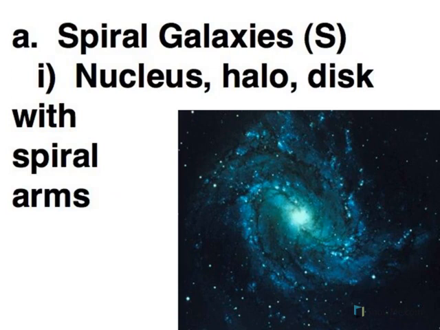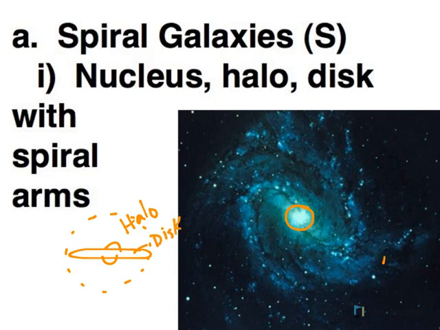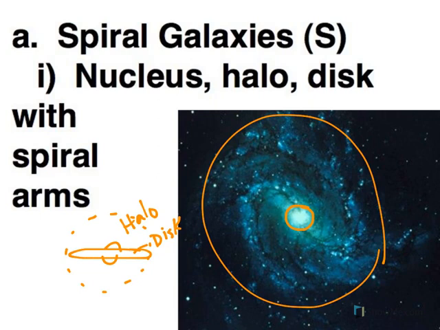Well, in terms of shape, spiral galaxies have a nucleus or central bulge. So that's the round, bright part in the middle. A halo, which in this picture we can't see because we're looking face on. But if we looked at a spiral galaxy edge on, the halo extends above and below the disk of the galaxy. So all spiral galaxies have a halo. They all have a disk. So edge on, the disk is thin. Face on, nice big round disk. And within that disk, we see spiral arms. So all of those things are consistent with being a spiral galaxy.